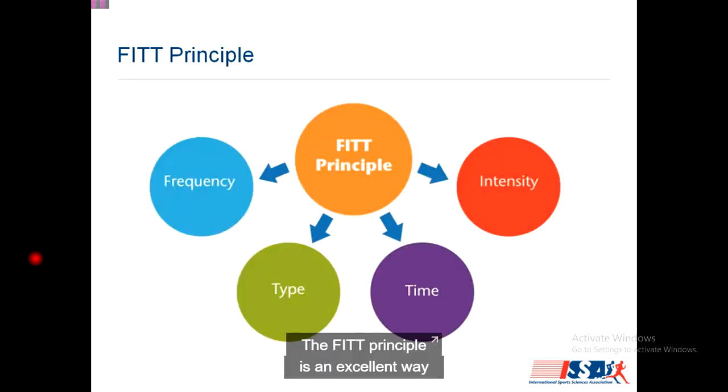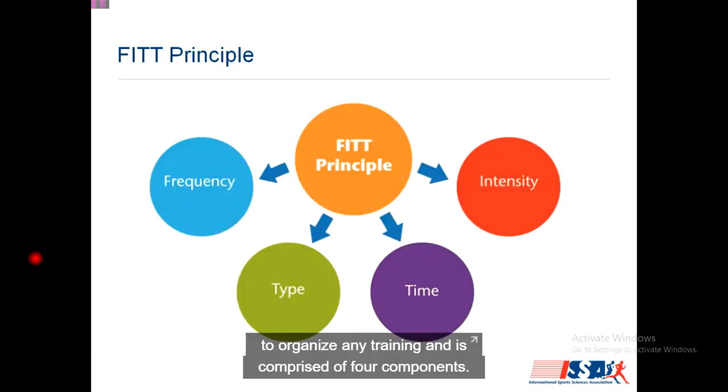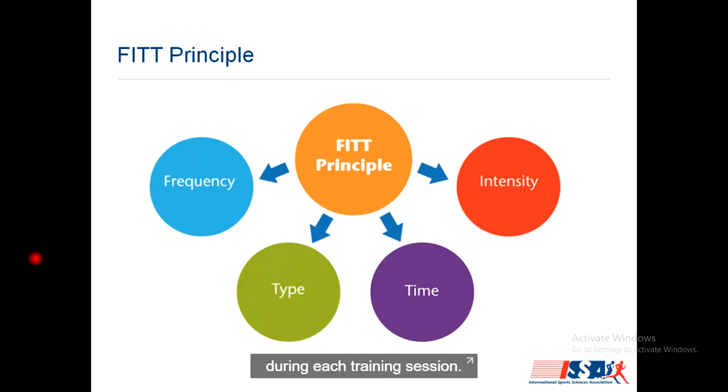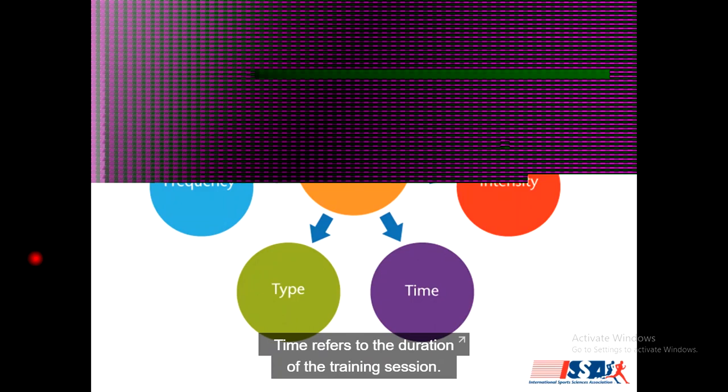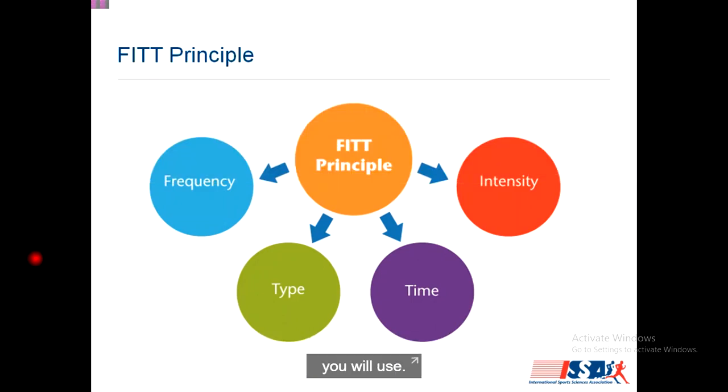The FITT principle is an excellent way to organize any training and is comprised of 4 components: Frequency refers to how often you will exercise each week. Intensity is reflective of how hard your client will exercise during each training session. Time refers to the duration of the training session. Type of exercise is the kind of exercises and methods you will use.